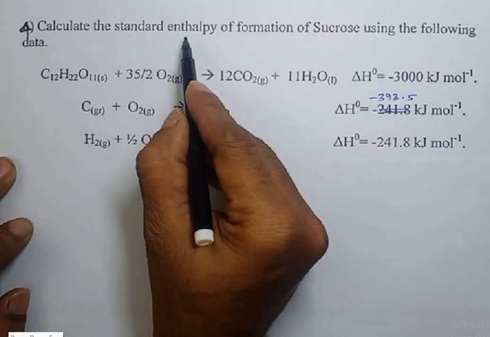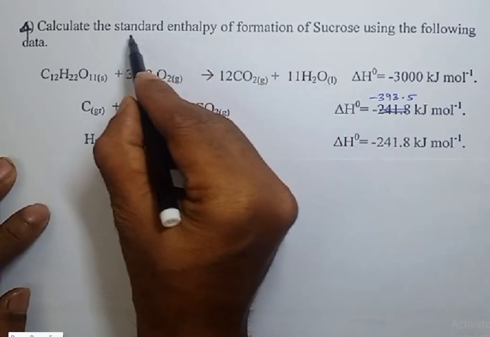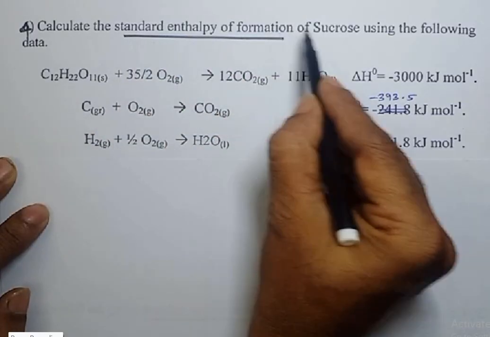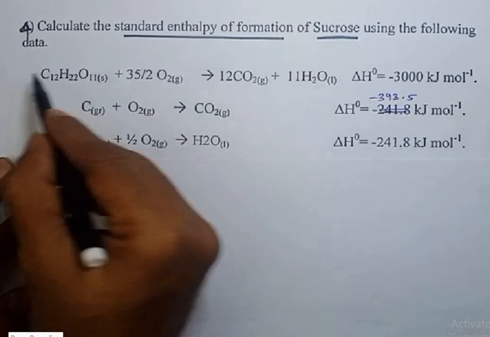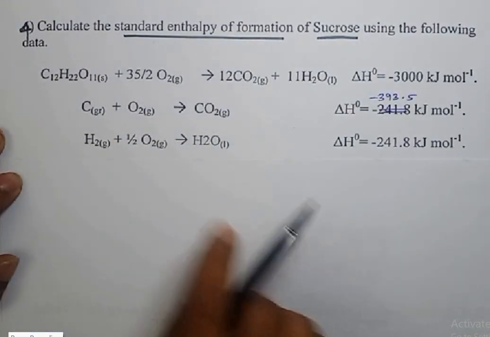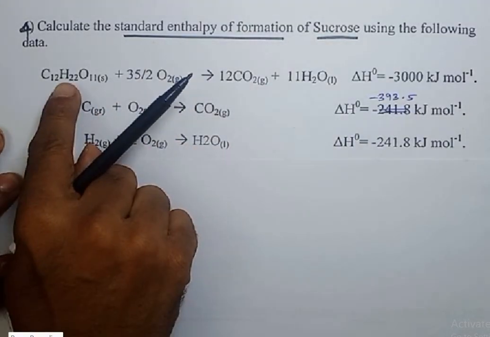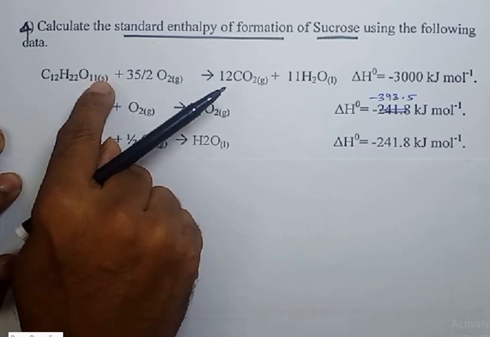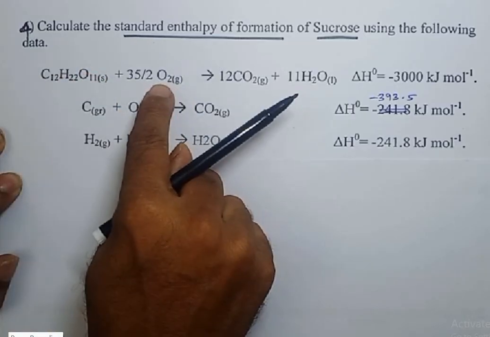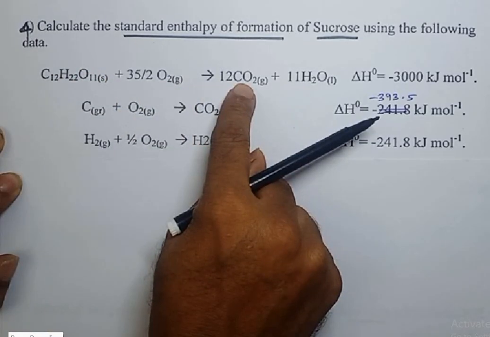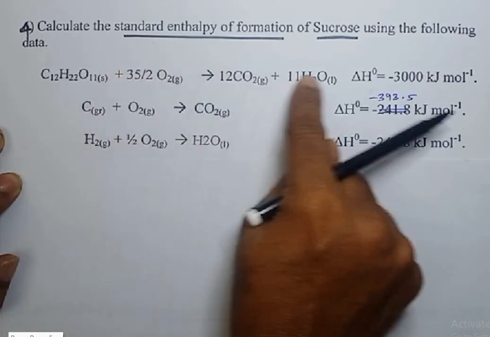Calculate the standard enthalpy of formation. Now, they are asking the standard enthalpy of formation of sucrose using the following data. Some reaction is given. Say this is sucrose, C12H22O11 solid. Sucrose is burnt with oxygen and gives carbon dioxide and water. For this reaction, enthalpy is given.